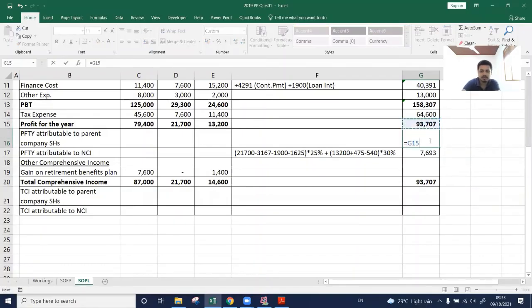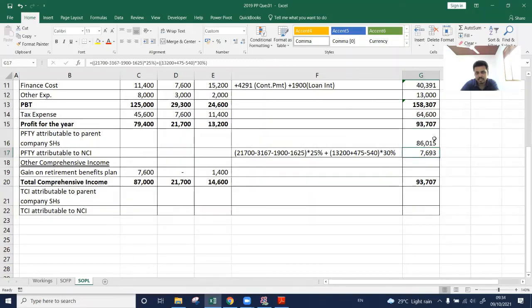The remaining amount, which is 86,015, belongs to whom? It belongs to the parent company shareholders. What we did here is allocate the group profit for the year between the other shareholders and the parent company shareholders. 86,015 for the parent company shareholders, 7,693 for the NCI or the other shareholders.